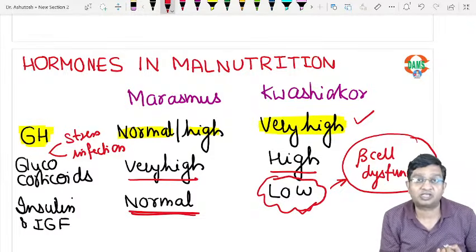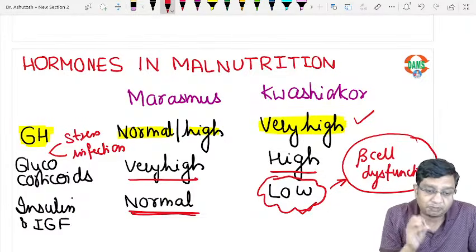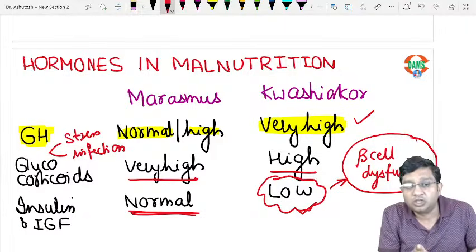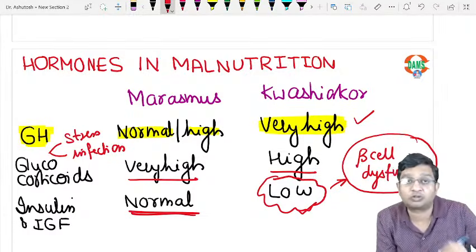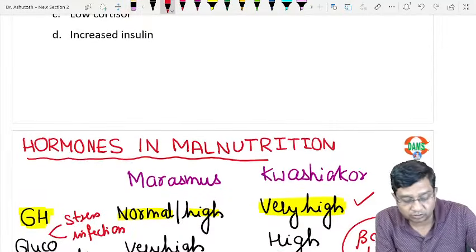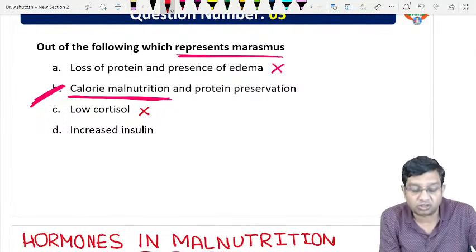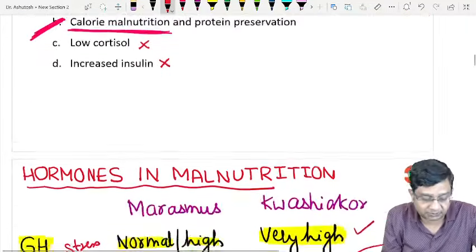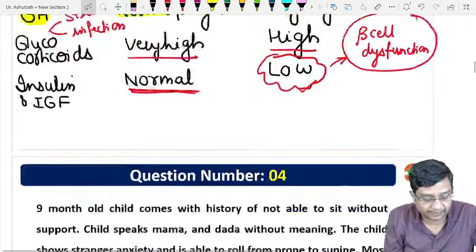Why beta cell dysfunction? Because in kwashiorkor the growth hormone levels are increased. So they basically cause damage to the beta cells. They ask them to produce more insulin, so beta cells can be damaged and exhausted. So please remember these things for future MCQs, what happens to the hormones in malnutrition. In marasmus they have asked that the cortisol level should increase. This is wrong, and the insulin level particularly should be normal in marasmus, and it is low in kwashiorkor. High it cannot be in any case.